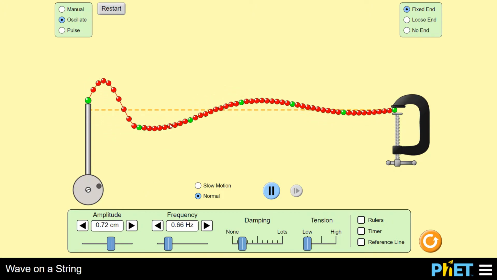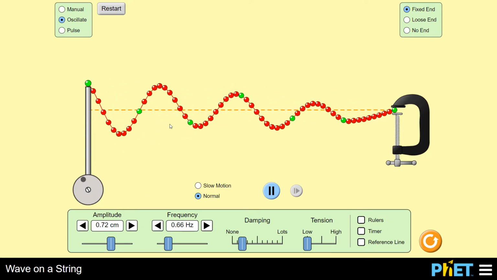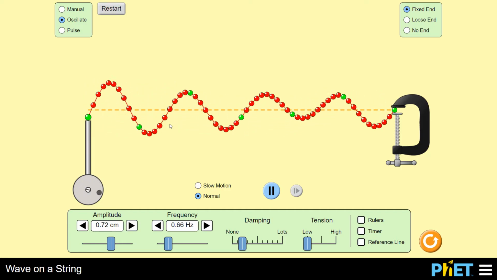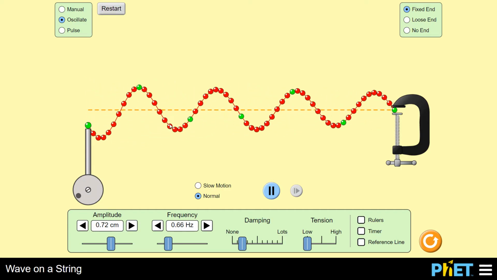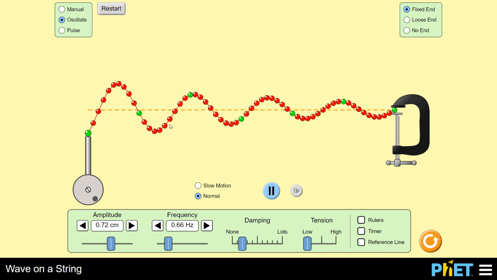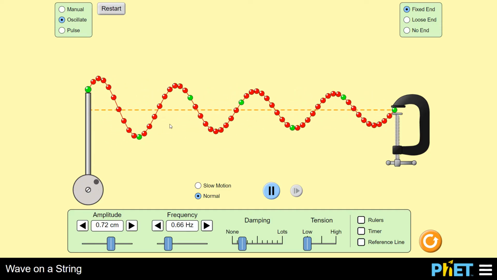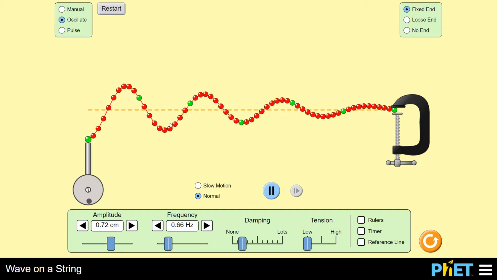Now if we decrease all the way, then what happens? Those are really short wavelengths and it's getting a lot more wobbly, a lot more wonky. And although normally shorter wavelengths means higher pitch, in the case of tension, the lower the tension, the lower the pitch, and the higher the tension, the higher the pitch.